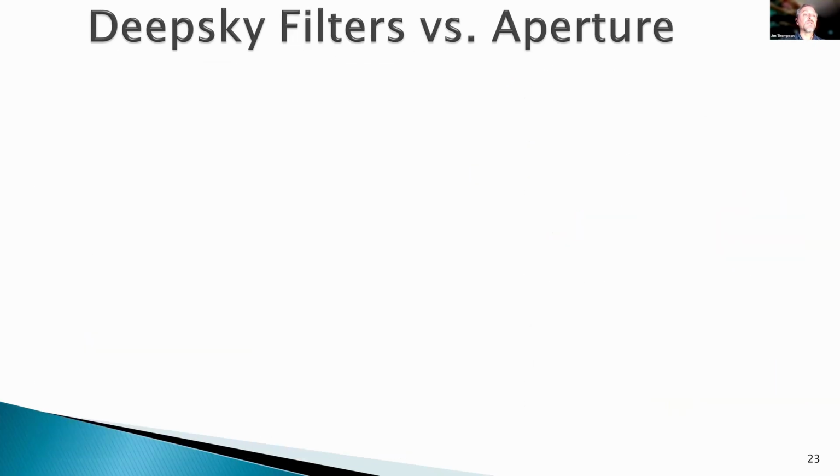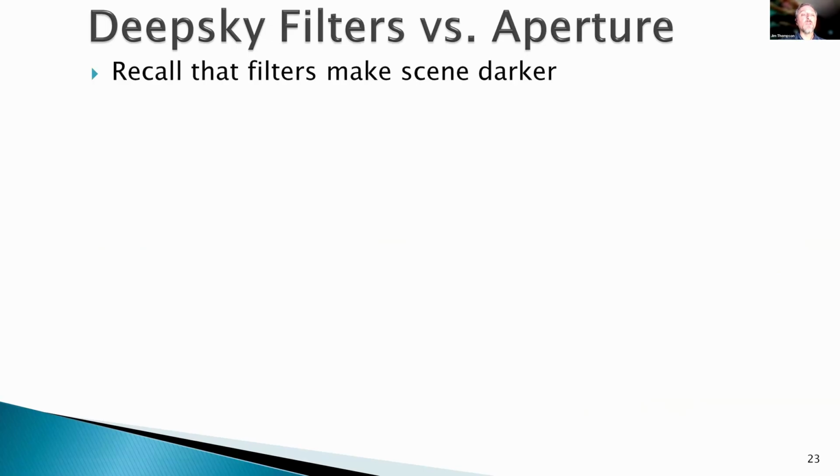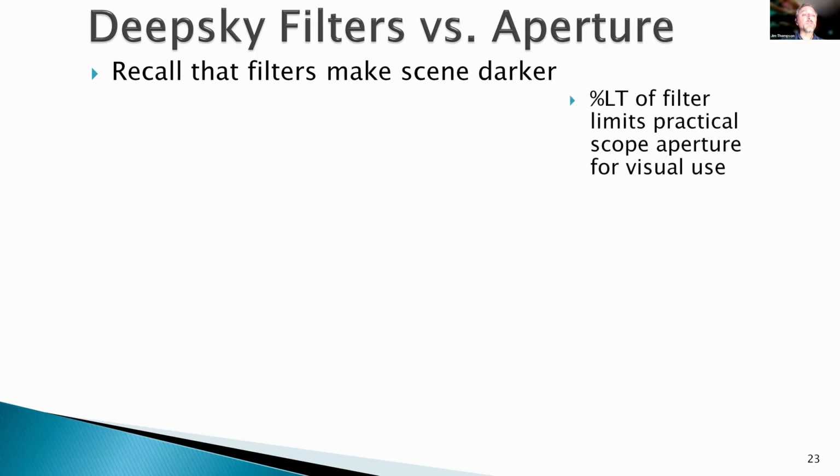The last thing to consider before choosing your deep sky filter is telescope aperture. Remembering from earlier, filters block light, resulting in a darker view. This means that the percent LT of a filter will limit the aperture of scope you will be able to use it with visually.